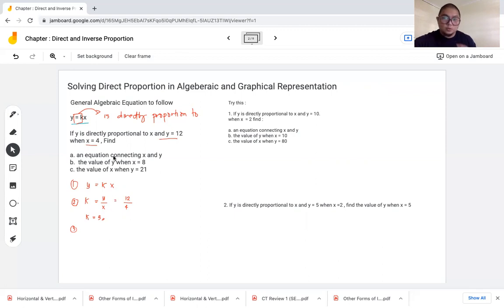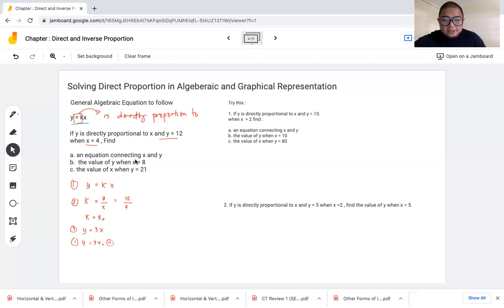So this y will remain as y, and then the equal sign. And then I will change the value of my k to 3. And therefore, automatically, I will just copy the x in there. So now in here, you will be able to get the answer for the first question, which is to find the equation connecting x and y. So the equation that connects x and y is going to be the equation that you acquired. So this one now is going to be y is equivalent to 3x. And that is how we're going to solve the first question.